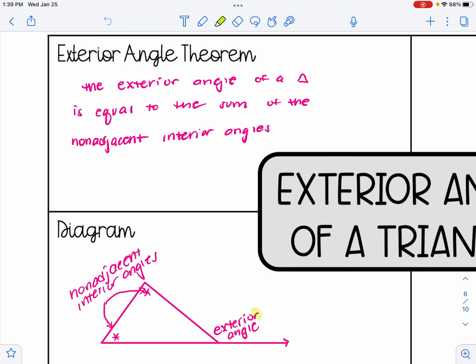we have our exterior angle that's sitting outside of the triangle. And then we have these two non-adjacent interior angles. Not adjacent means not next to. Interior means inside. So those two angles are not next to the exterior angle, and they're also inside the triangle. So the sum of those two angles is equal to the exterior angle.